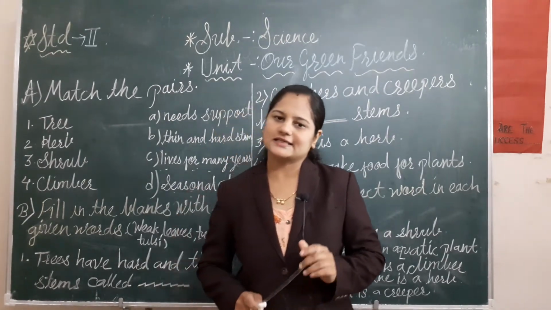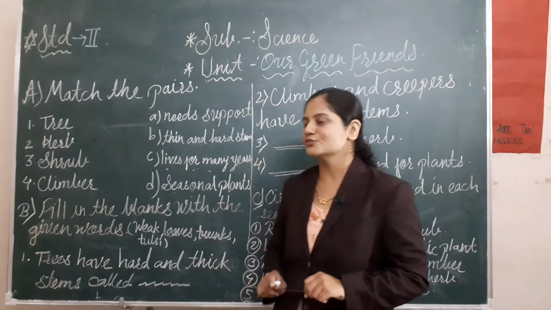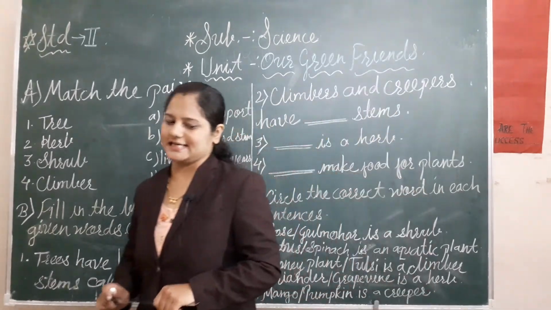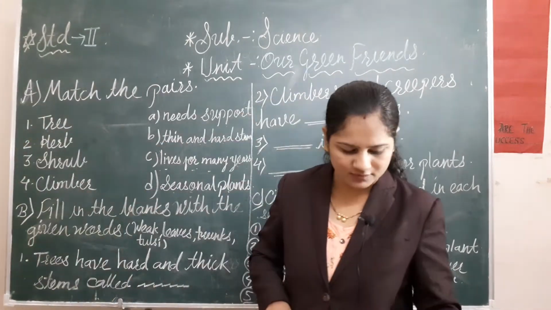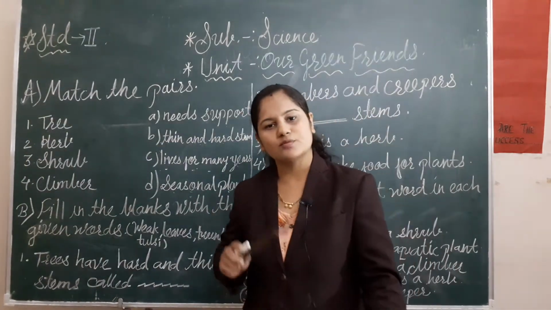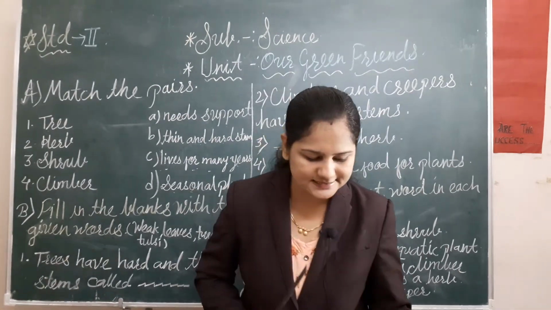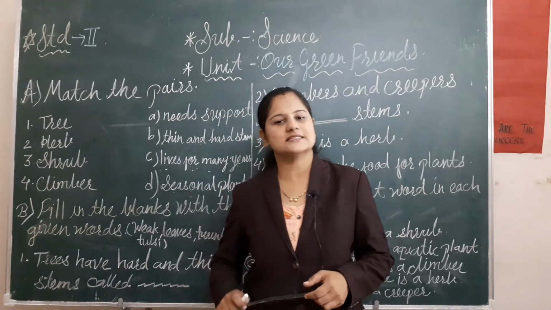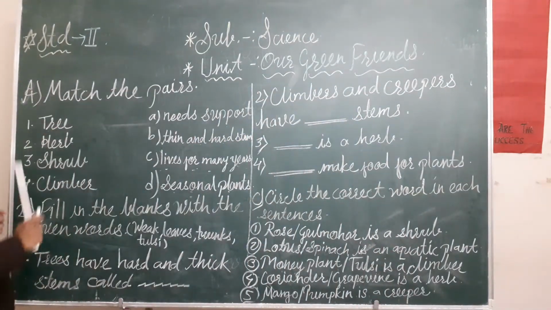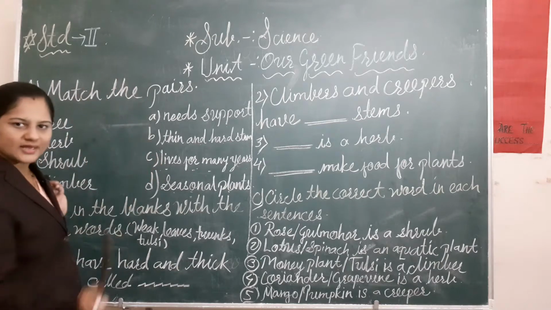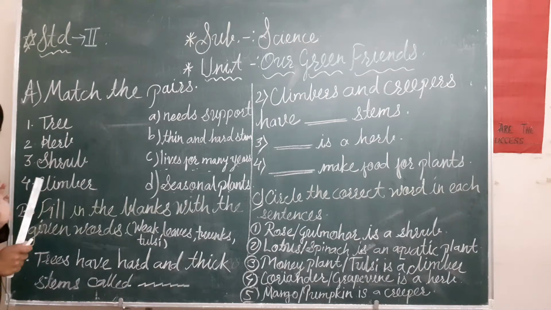Now students, that is for the content, but now let's move towards our exercise. From your exercise, your science textbook, page numbers 5 and 6, we have the exercise. Let's move towards that. First question is A, match the pairs: tree, herb, shrub and clamber.